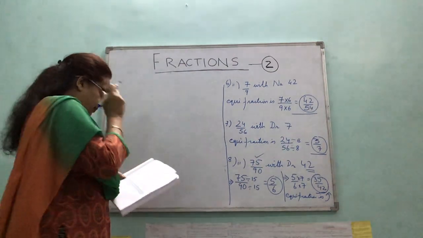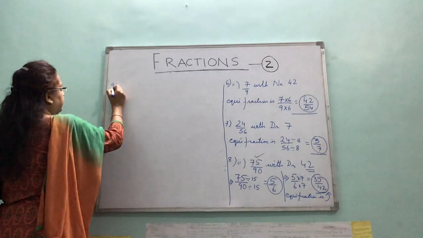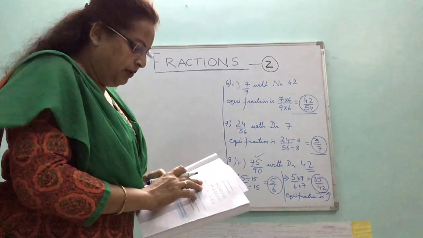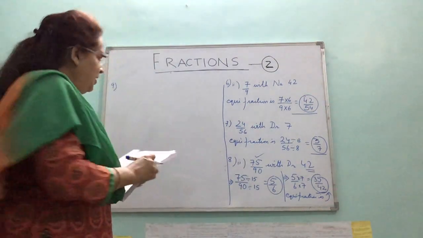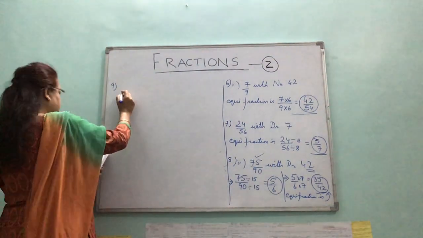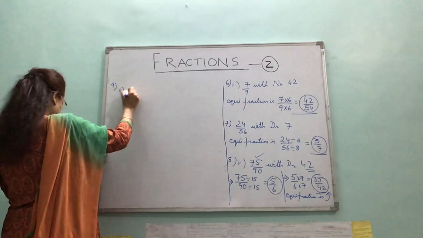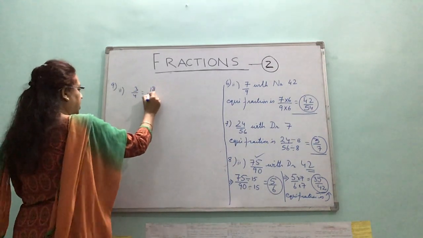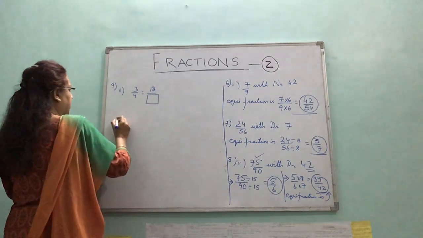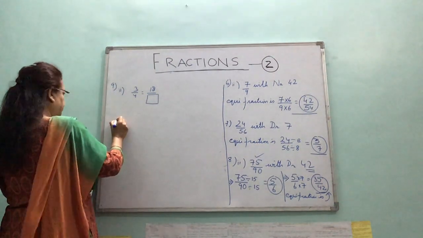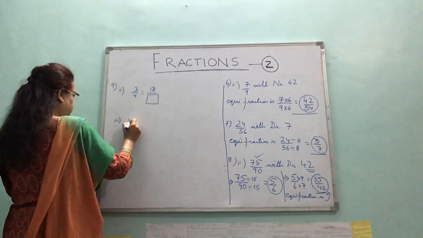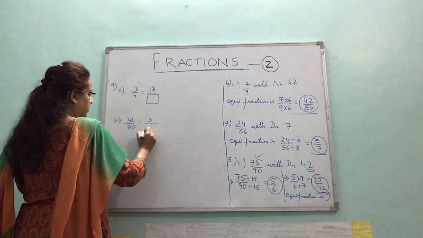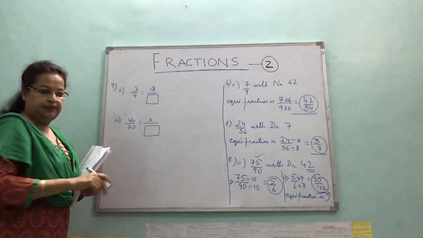Question number 9. Question number 9 says, write the missing numerals in the placeholders. So easy. Now I am sure you can do it orally. Alright, I'll take two parts. 3 by 4 equals 18 by a blank. And I'll say the third part also: 42 by 70 equals a blank by 5. This is the blank. Right?